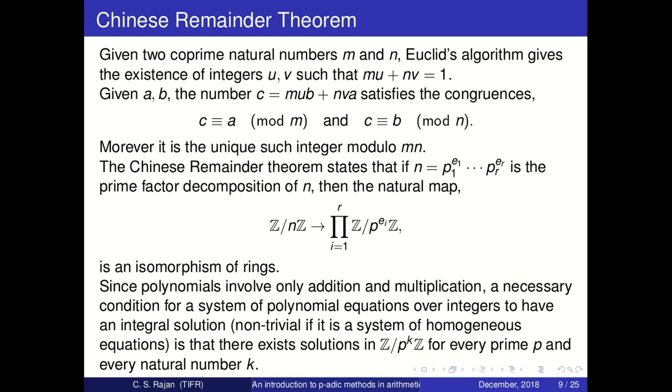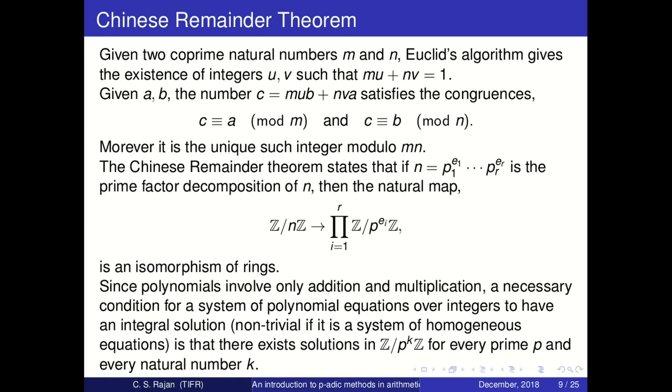If you go mod m, then nv is congruent to 1 mod m, from the first equation. And I'm multiplying by a, so c is congruent to a mod m. And when you go mod n, c is congruent to b mod n, right? This is the, from this equation you get mu equal to 1 mod n. And one can show that this is the unique integer mod mn. Now this gets reflected as what is called the Chinese remainder theorem.